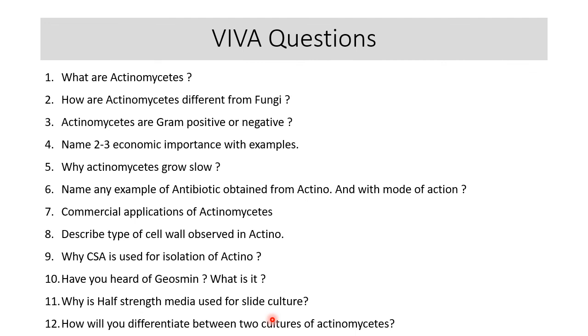But in case of half strength media, we never cut down the agar. The amount of agar will be the same, just your other nutrients or components we will cut by half. Then, how will you differentiate between two cultures of actinomycetes? Firstly, depending on the colony morphology, and second, by microscopic observation, by observing the slide culture, or by staining your actinomycetes for spore arrangement and cell structure. Depending on these 2 or 3 characteristics, you can differentiate between your two cultures of actinomycetes.